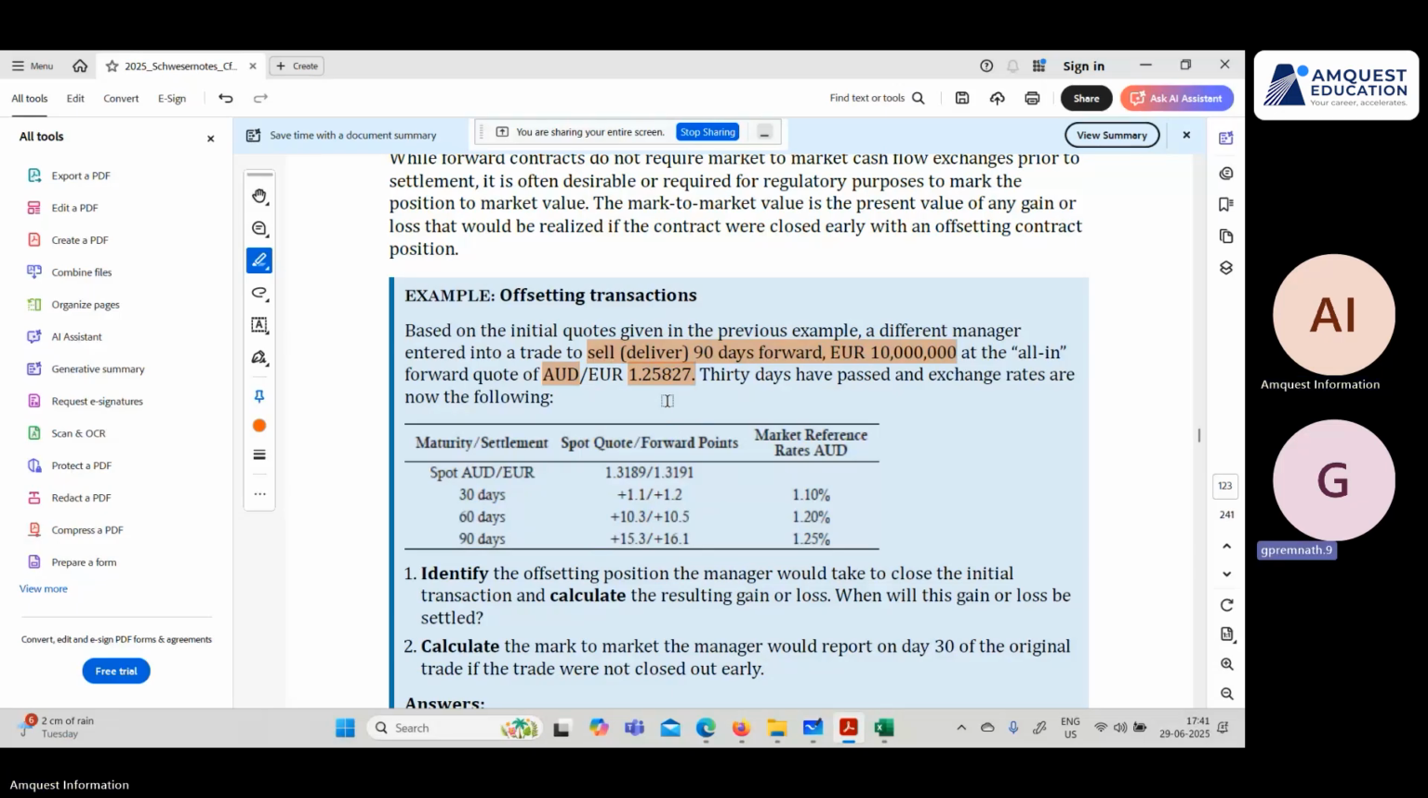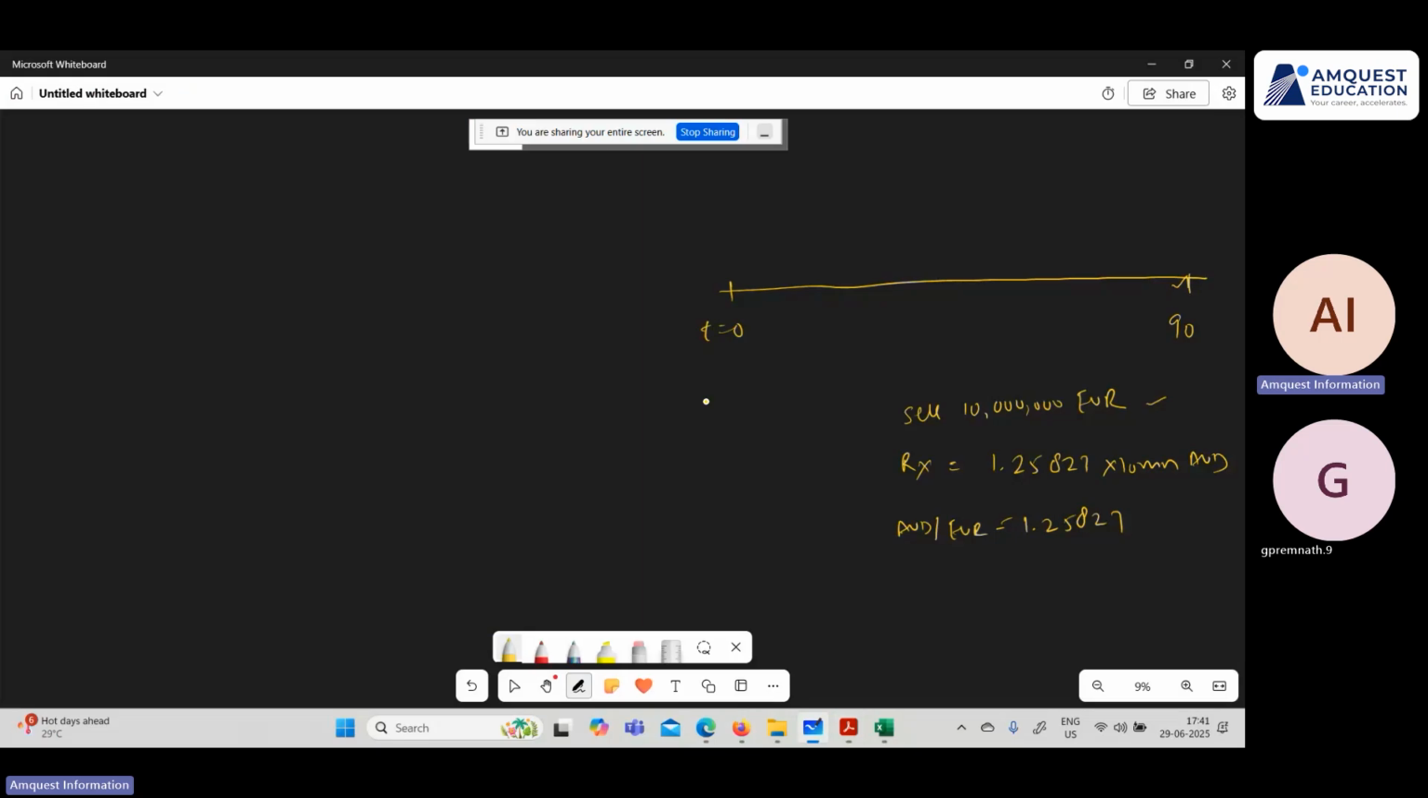Clear. So obviously, if the rate has gone up, you'd want to sell this contract that you're already in and get into like a 60-day contract with the highest. No, we'll see that. No, we'll see the offsetting thing. But let me confirm this first.